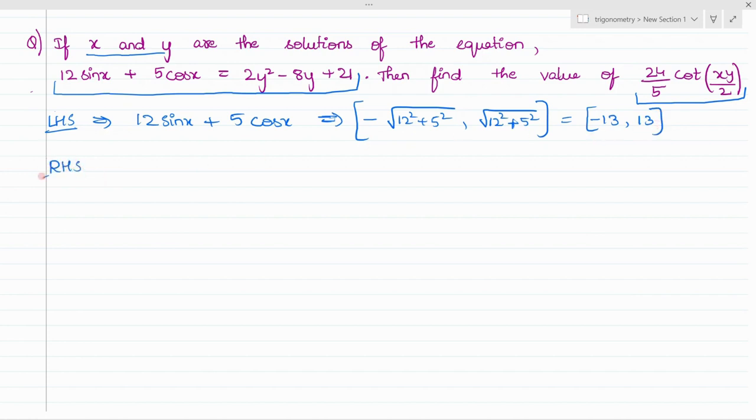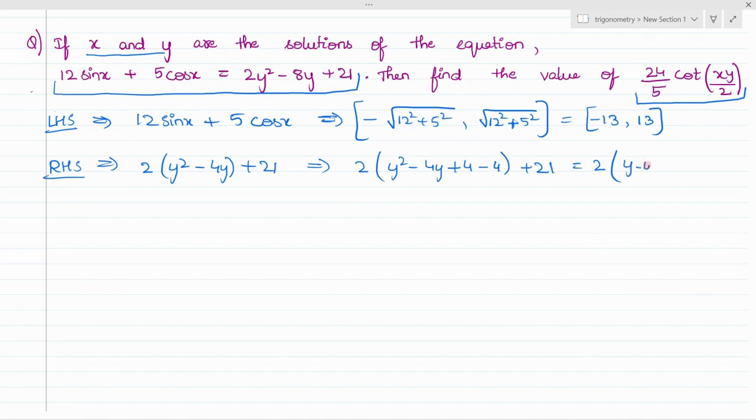Coming to the RHS part, I'm taking 2 common, so that inside it becomes y square minus 4y plus 21. To make it a perfect square inside, we can add and subtract 4. So it becomes y square minus 4y plus 4 minus 4 plus 21, which is nothing but 2 times y minus 2 whole square minus 4 plus 21, which is 2 times y minus 2 whole square plus 13.